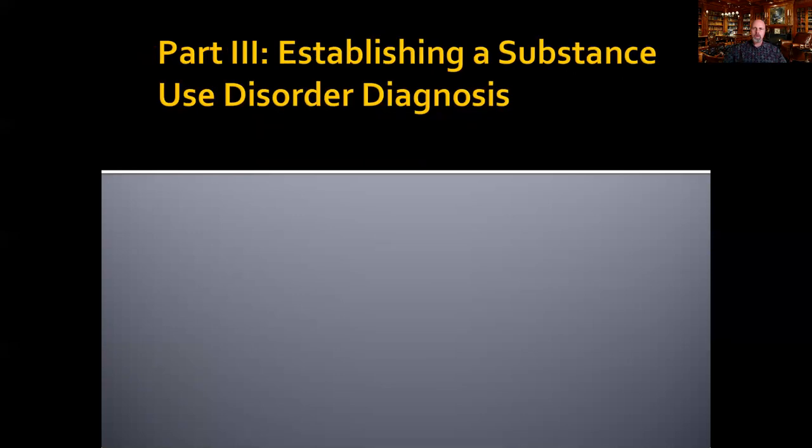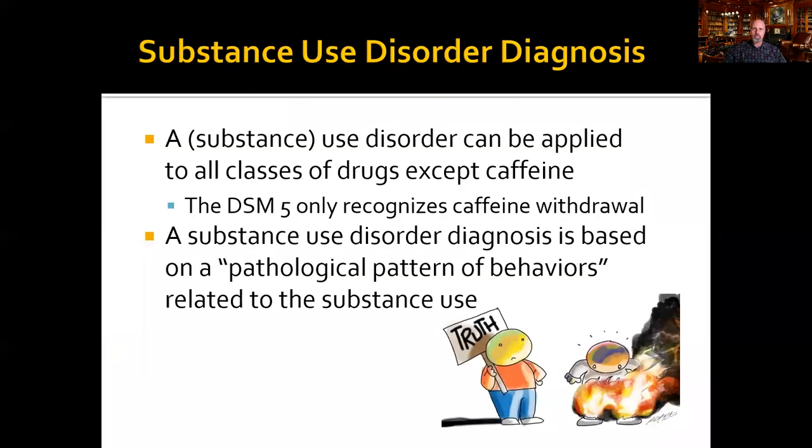All right, then let's talk about how we actually establish a diagnosis. So a substance use disorder can be applied to all classes of drugs except caffeine. There's no caffeine use disorder. The DSM-5 does recognize caffeine withdrawal as an actual diagnosis that allows doctors to prescribe certain medications because it's a recognized phenomenon, but there's no caffeine use disorder, even though clearly lots of people out there are addicted to caffeine, although typically caffeine does not cause negative consequences.